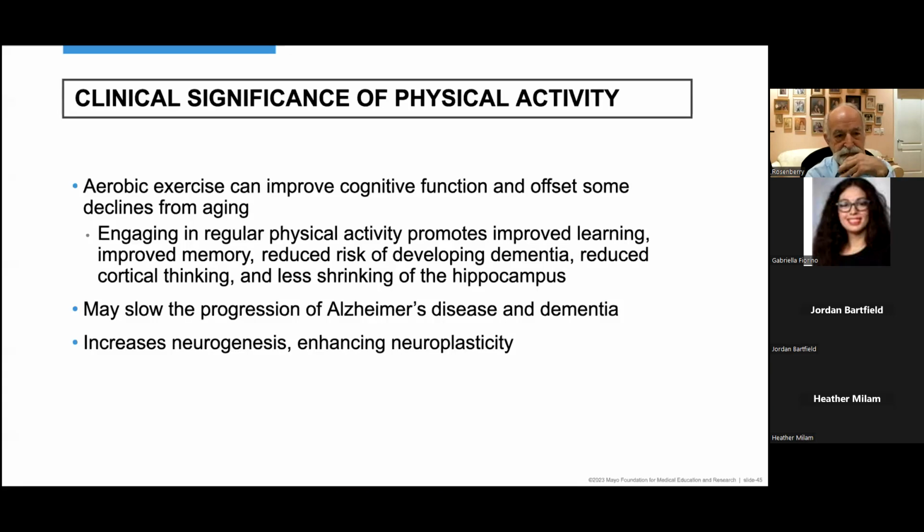Exercise. Aerobic exercise can improve cognitive function and offset some declines from aging. Engaging in regular physical activity promotes improved learning, improved memory, reduced risk of developing dementia, reduced cortical thinning, and less shrinking of the hippocampus. Aerobic exercise may also slow the progression of Alzheimer's disease and dementia and increase neurogenesis, enhancing neuroplasticity.